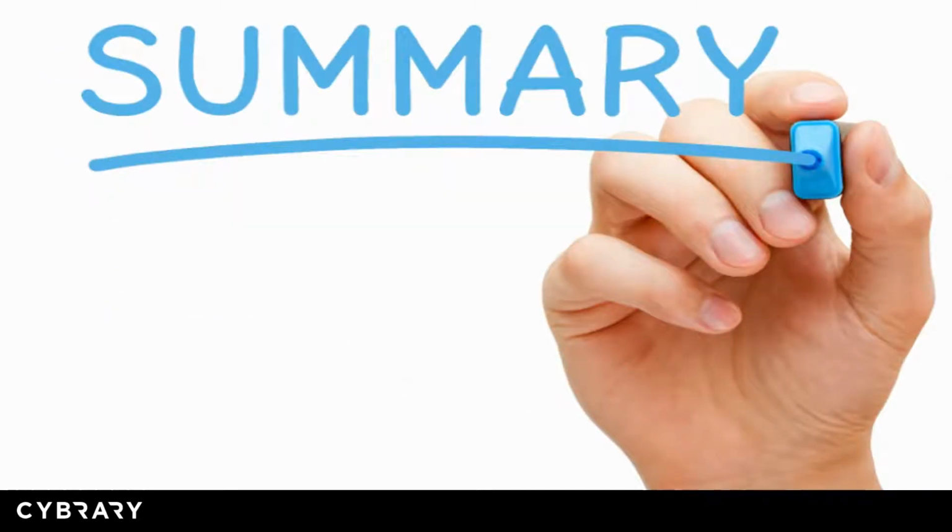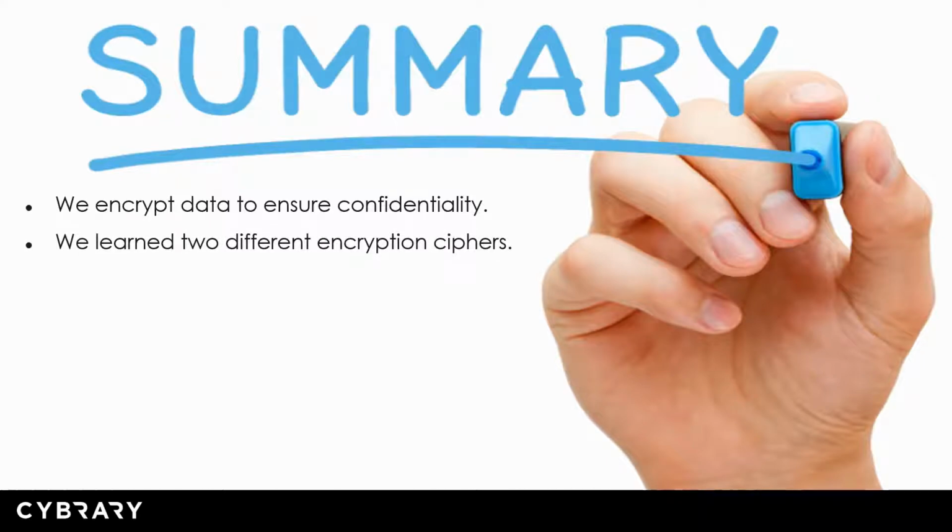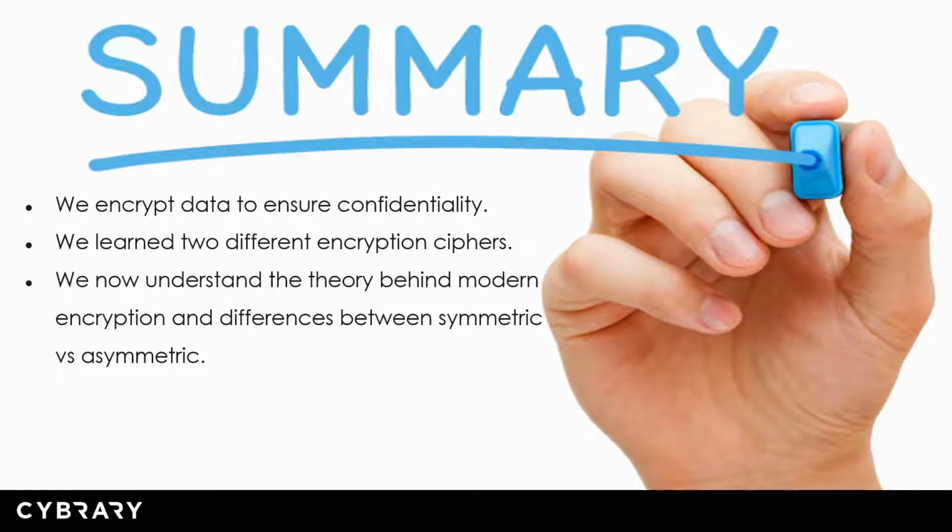And now to summarize. Today we reviewed some encryption theories and how we use encryption to protect and ensure confidentiality of data. We reviewed and learned 2 different ciphers, substitution and transposition. And we went through the modern encryption methods and the differences between symmetric and asymmetric encryption. Everything we learned here today is used in understanding the foundations when we are protecting data in transit.